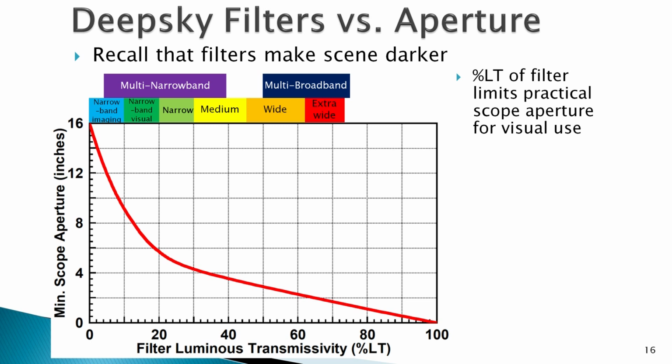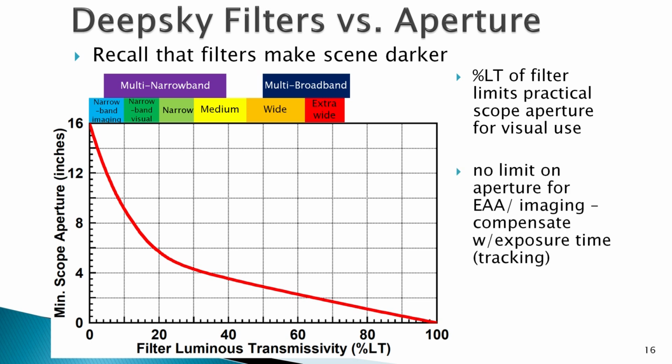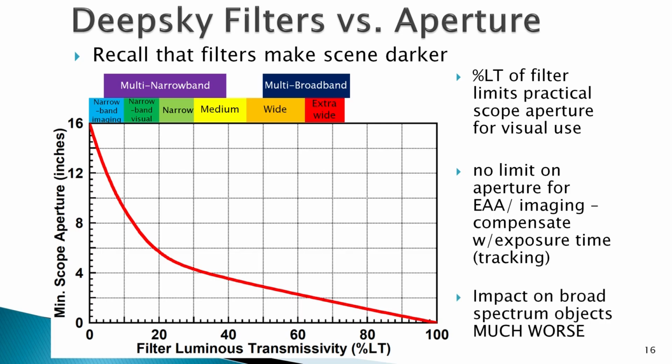For imaging or electronically assisted astronomy, there is no such limit on scope size because you can simply compensate with more exposure time. This does, however, mean that you will need progressively better mount tracking the narrower the filter is you want to use. There is one final thing to note in regards to aperture. The impact of a filter on broad spectrum objects is much worse than for narrow band objects because the filter is blocking light from the object as well as the light pollution.